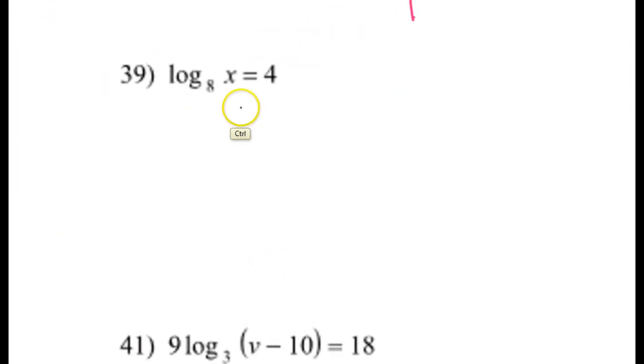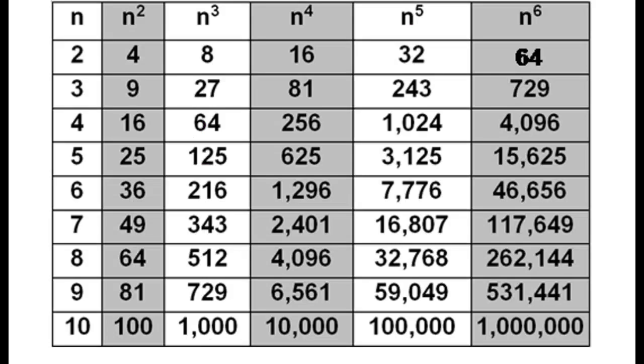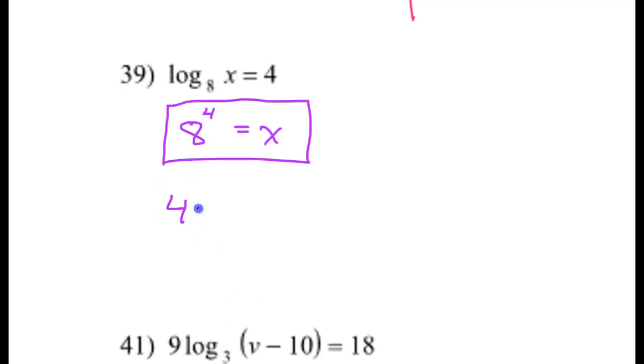Okay, looking at number 39. We need to rewrite this in exponential form, so we start with the base. So this will be 8 to the 4th power is equal to x. And really, we're allowed to just stop right there. All right, that's the answer. Is this on the chart? I wonder. 4,096. Just for fun, I'm going to write that down.